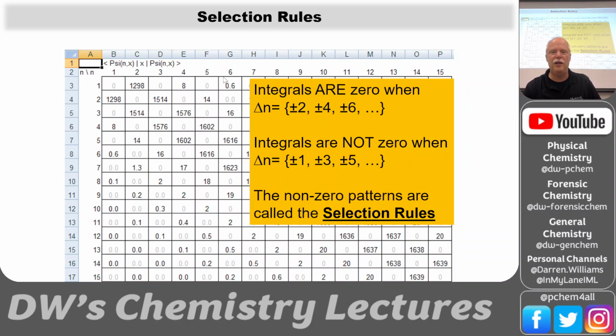So here we are. The integrals are 0 when delta n equals plus or minus 2, 4, and 6. And they're non-zero when delta n equals 1, 3, and 5. And the non-zero ones are what we call the selection rules. Okay. So we see those selection rules.